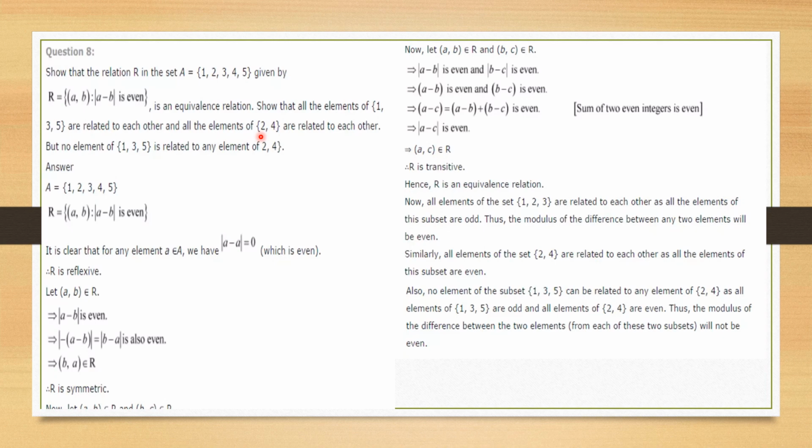Now let us work out this second part. All elements of {1, 2, 3} are related to each other. Why?